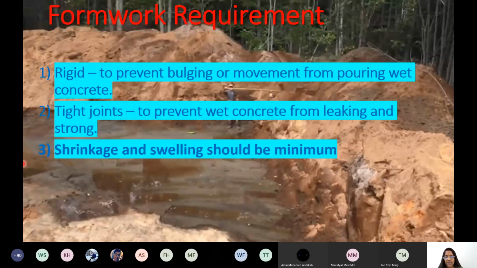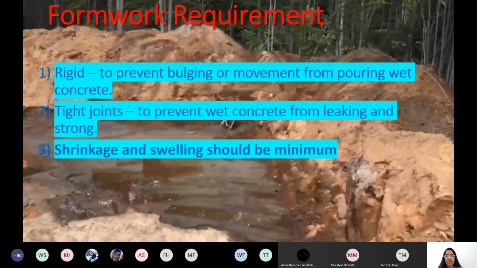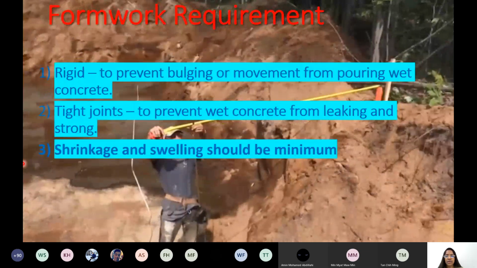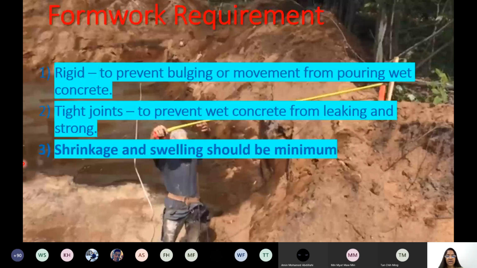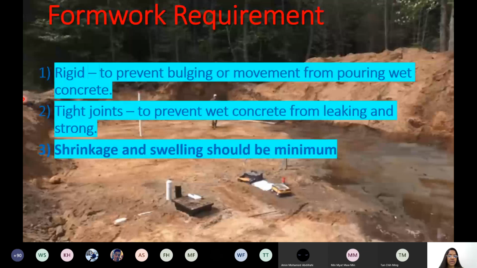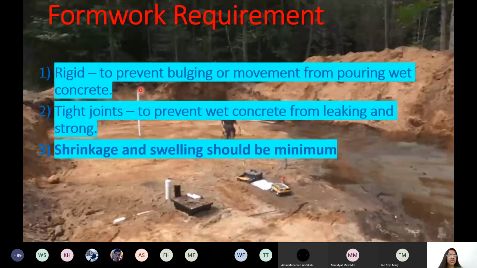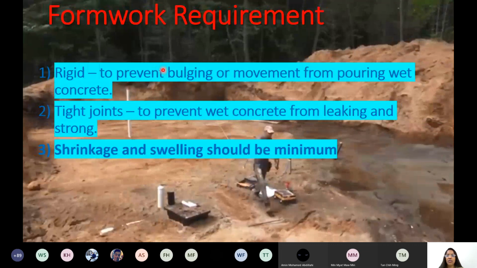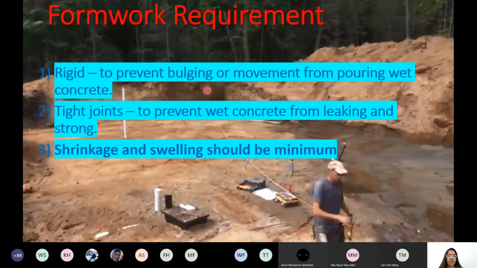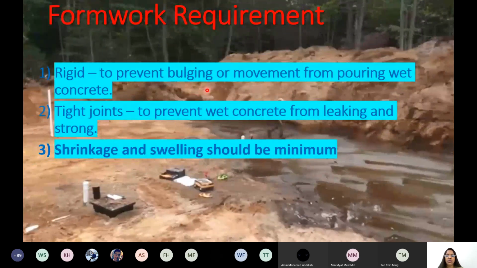And it is not only concrete, slurry material, water is poured during curing, so the state of temperature, the state of the slurry is also changing. So at all temperatures, at all times throughout the curing period and during construction, it should be rigid enough. It should bear the weight of the dead load, live load, and also the other types of load that come over during construction. So it should be rigid to prevent bulging or movement from pouring wet concrete. During pouring, it should not move, slide, or be displaced. So it should be strong enough.